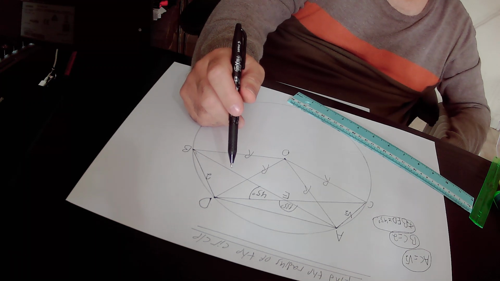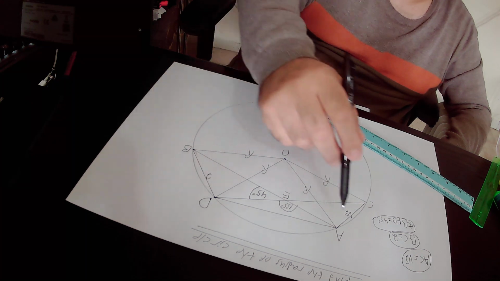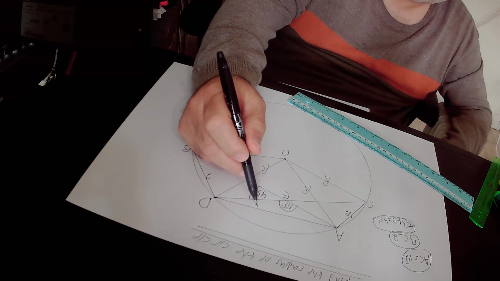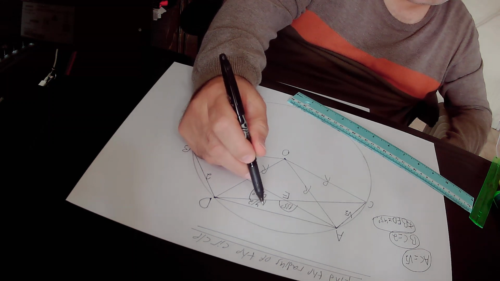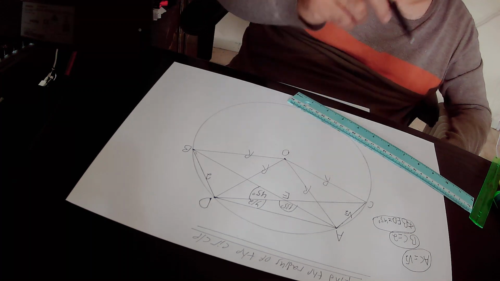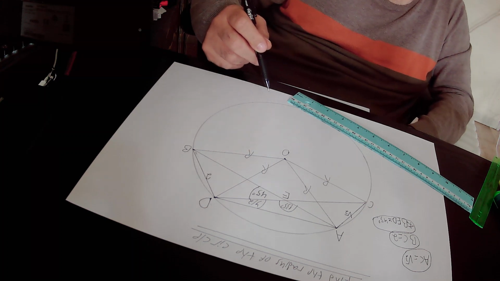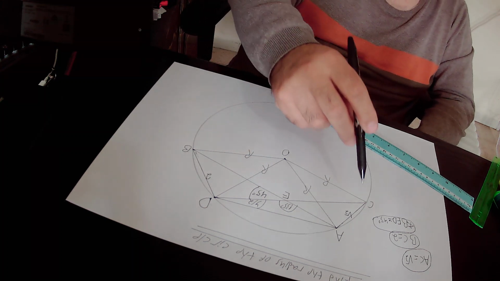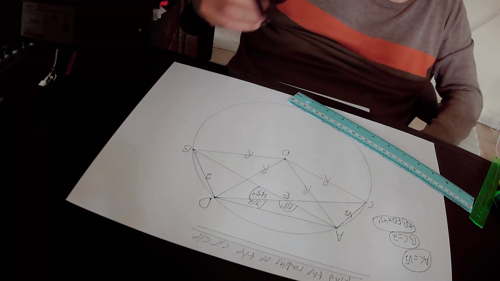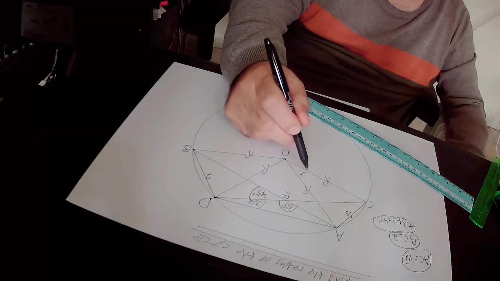We will define the peripheral angle ADC as y over 2. This peripheral angle ADC rests on chord AC, and it is equal to y over 2. Therefore, the central angle AOC that rests on the same chord AC must be equal to y, according to the rule that I mentioned.